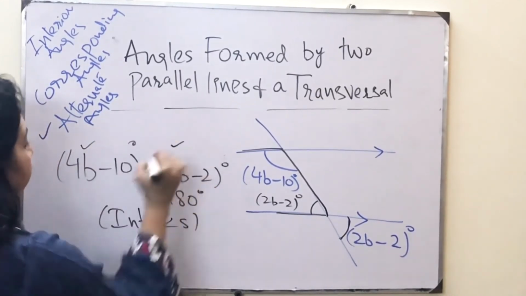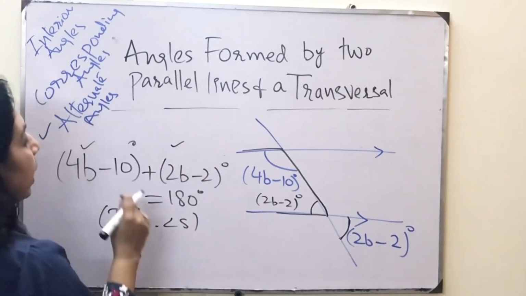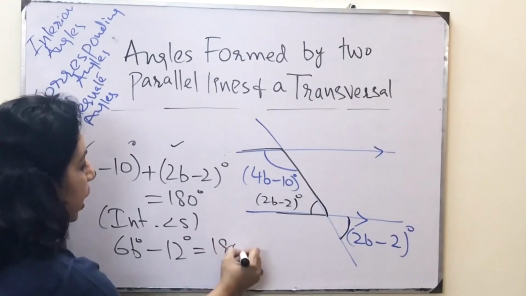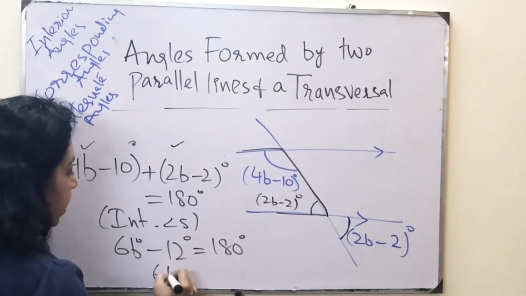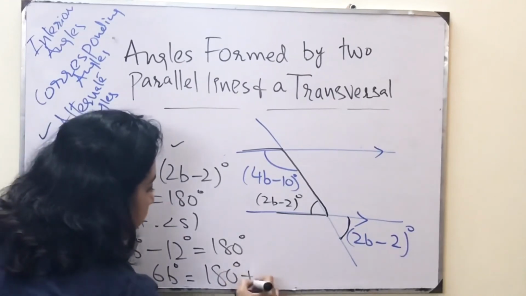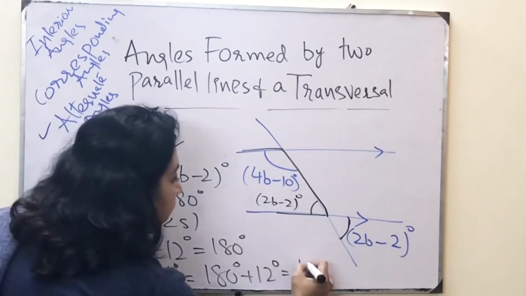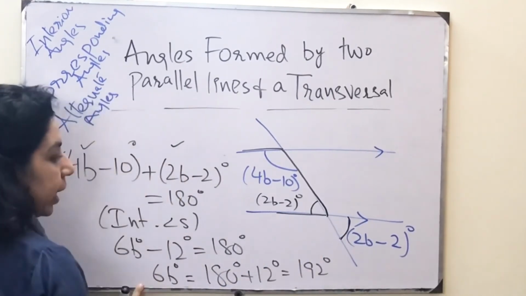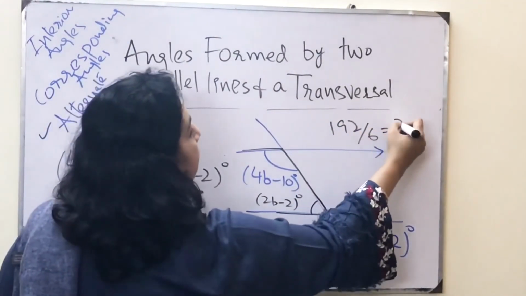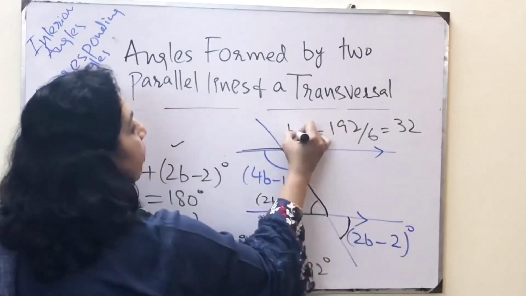Add 2B and 4B, it will be 6B degree. Minus 10 and minus 2 will be minus 12 degree. We shall add this 12 on the other side, and as it is with negative sign here, it will be 192 degree, and when we shall divide it with 6, 192 divided by 6, 32 degree will be the answer of B.